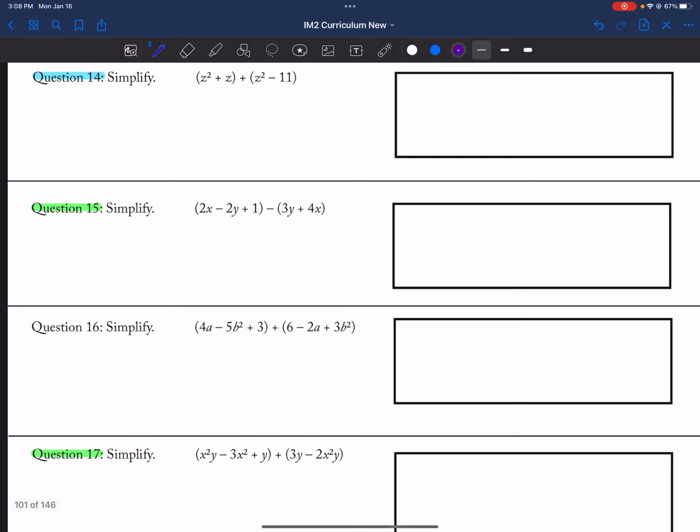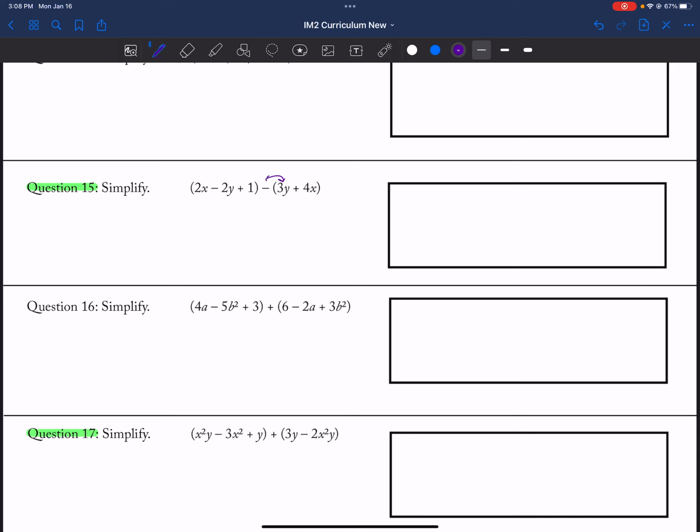Okay, and then, again, subtraction. So just distribute my negative all the way through. So 2x minus 2y plus 1 minus 3y minus 4x. So I have 1x and a negative 4x gives me a negative 2x. And then a negative 2y and a negative 3y gives me a negative 5y, and then a positive 1. So negative 2x minus 5y plus 1.